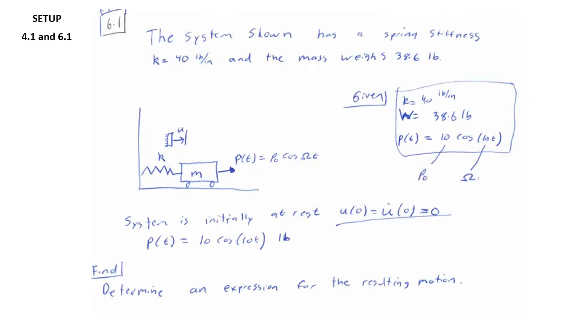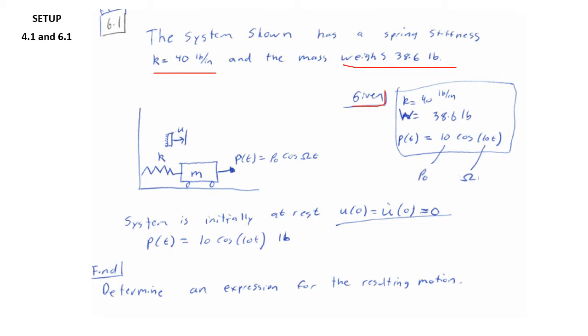So now that we've had the opportunity to read through the problem statement, understand what they're asking, and what they've given us between both of the problem statements and given diagrams, we can now create our setup page. So start here. The system shows we have a spring stiffness from 4.1 of k is equal to 40 pounds per inch and a weight of 38.6 pounds. So again, here's all of our givens.